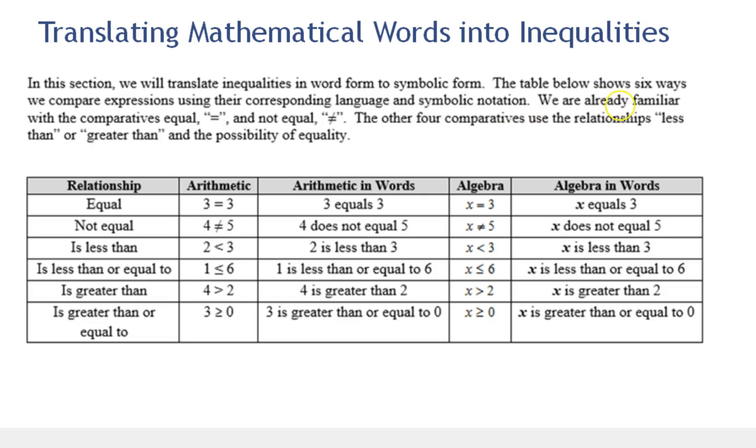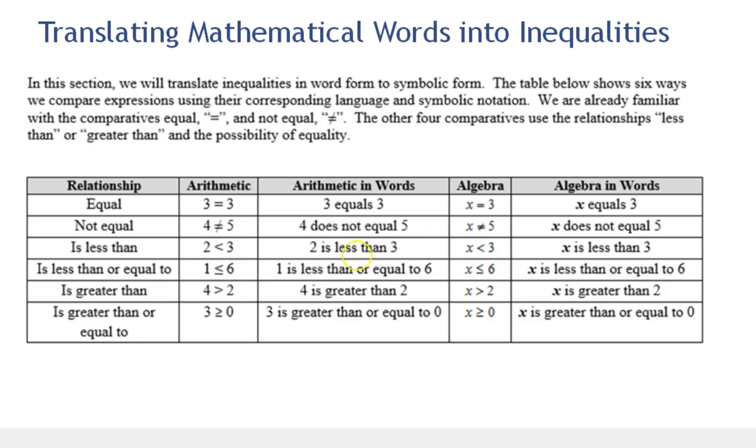We are already familiar with the comparatives equal and not equal to. The other 4 comparatives use the relationship less than or greater than and the possibility of equality. So let's look at this chart, and this chart is in your media lesson packet. We have equal to and not equal to, which we've discussed before. And now we have a new phrase called is less than. So 2 is less than 3.